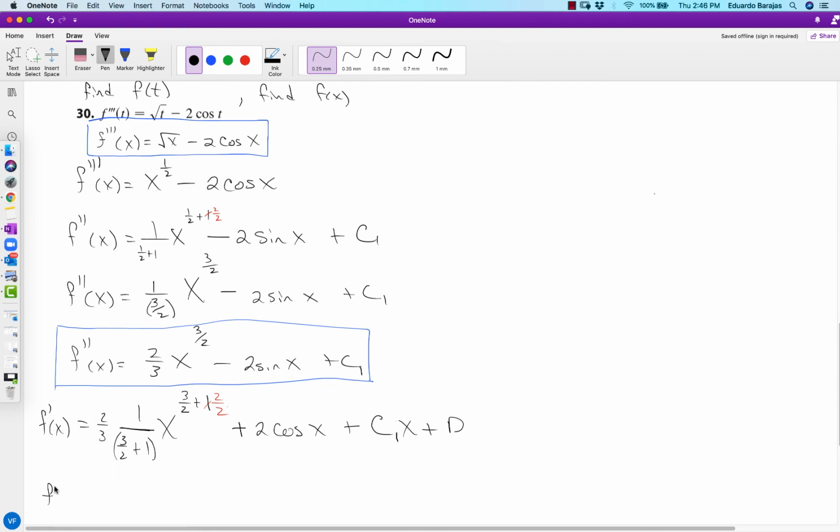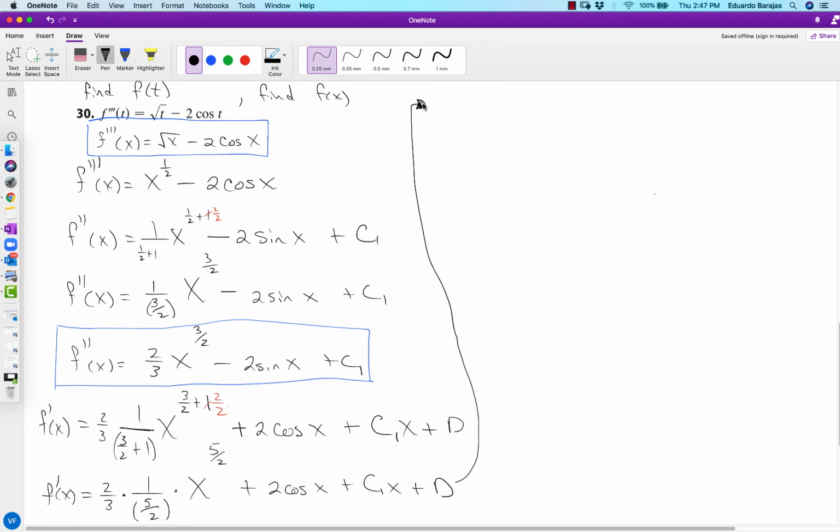Okay, so now let's simplify this. This is f prime, so the first derivative then is equal to 2/3 times 1 over, and we said this is going to be equal to 5 over 2. So 5 divided by 2 times x to the 5 divided by 2 power, plus 2 cosine x plus c sub 1 x plus d. Okay, I'm going to bring this up here and say f prime of x is equal to 2/3 times, and now to simplify this, we multiply the numerator times the reciprocal of the denominator. That'll be 2/5 x to the power of 5 over 2 plus 2 cosine x plus c sub 1 x plus d.